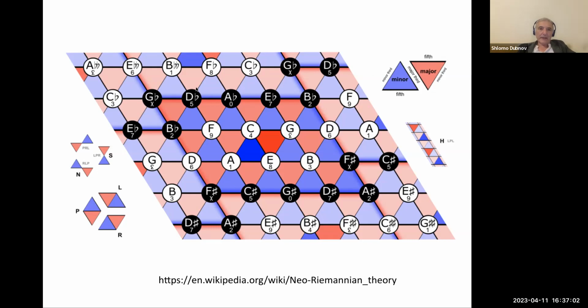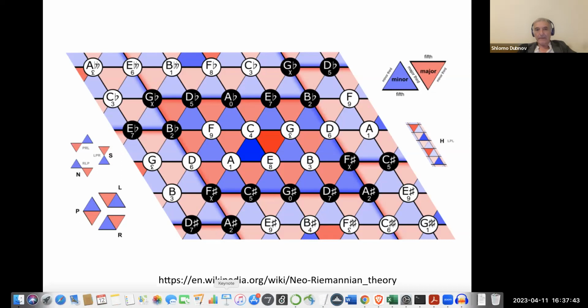Now we have two diagonal lines, going from left to right, top to bottom, or from right to left if you go top to bottom. This diagonal line actually goes through major thirds: C to E to G sharp or A flat, or C to A flat, F flat, which becomes an E. So these are major thirds, and in this other direction are the minor thirds. Of course there are a lot of redundancies, things repeat.